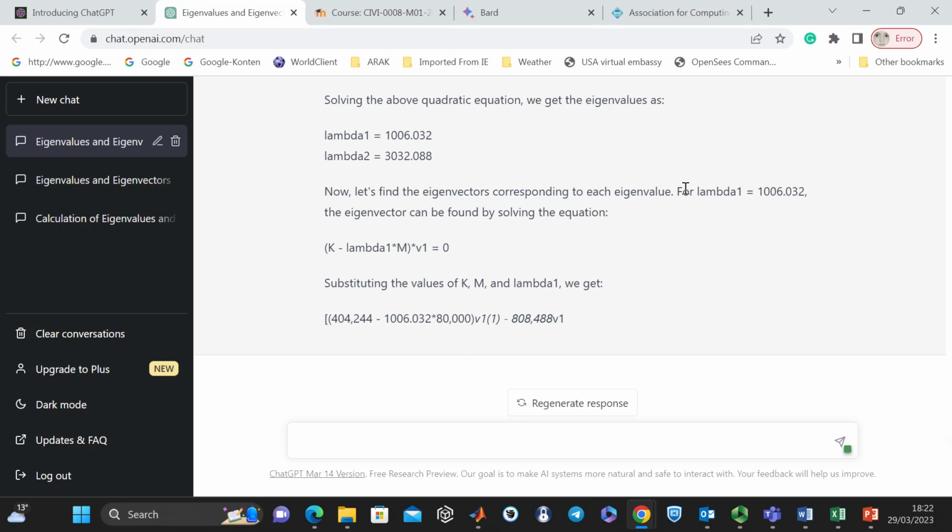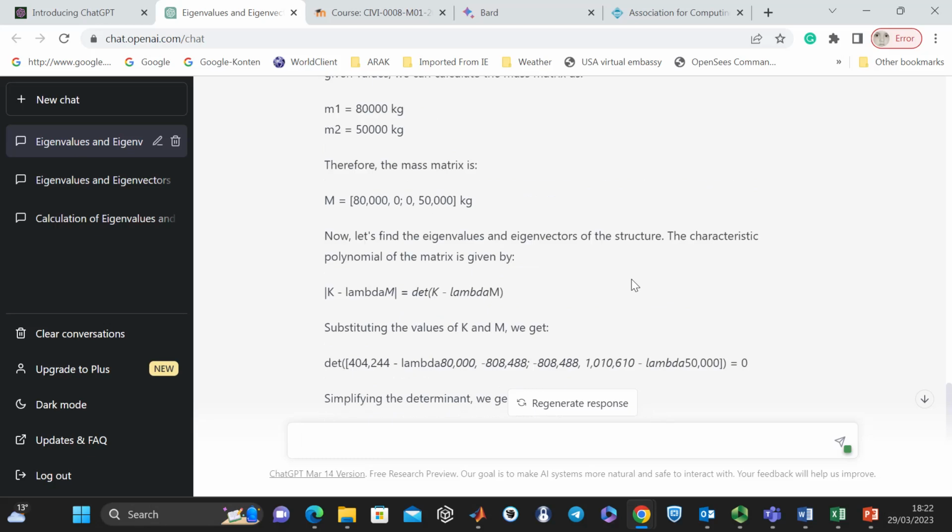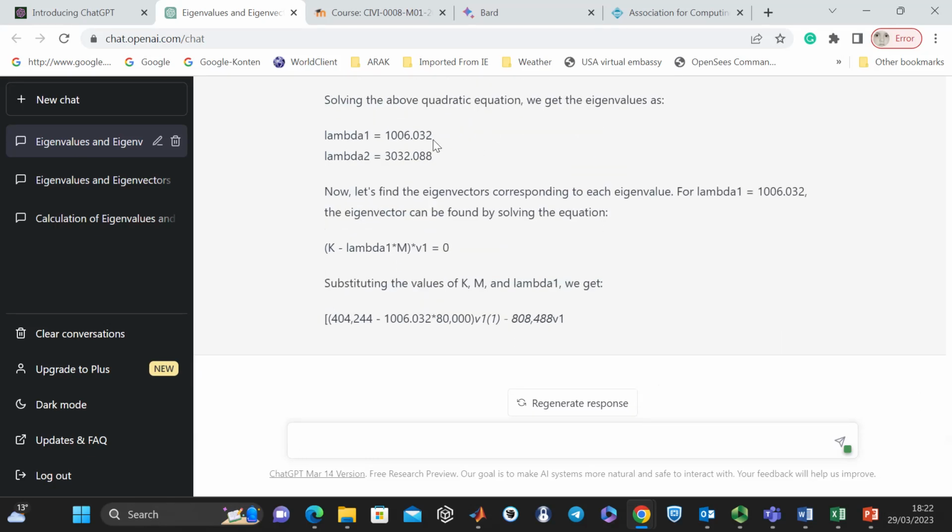You can see at a glance the calculations seem to be legitimate, but for example, lambda 1 and lambda 2 are totally flawed. So far, as far as I know and from my experience, you cannot rely on this. But nobody knows about the future.